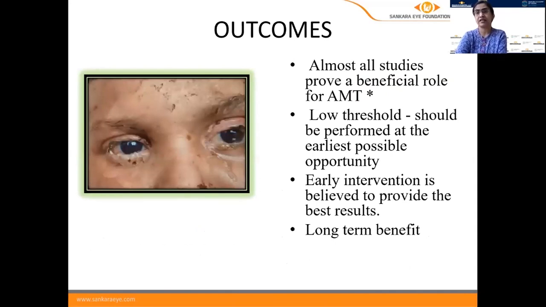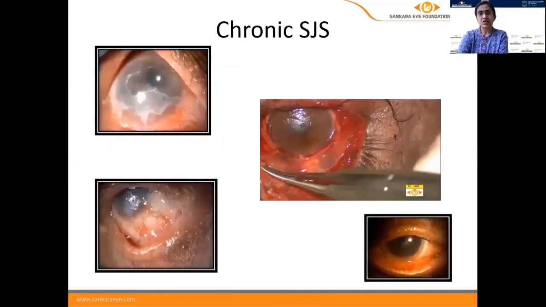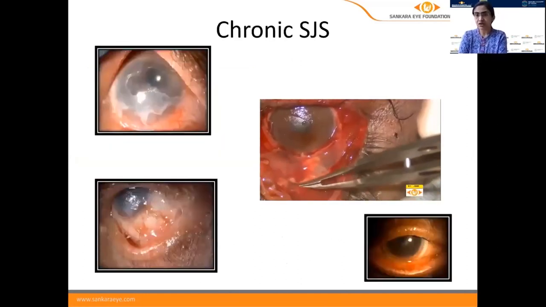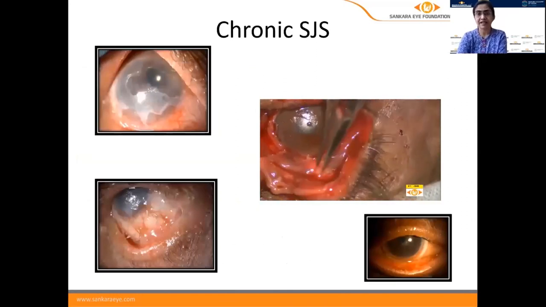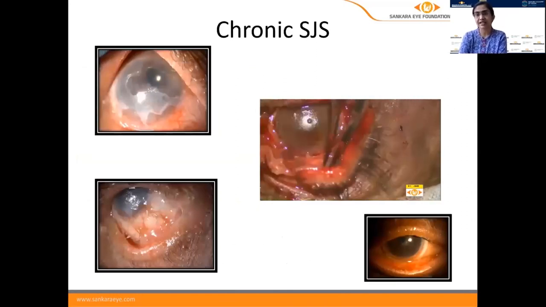We have to do it as early as possible. This is a picture of the same child whom we did a bedside bilateral AMT, and the child is doing fine. Long-term benefits are sure there when we use it at the right time. It is not just in the acute, but even in chronic Stevens-Johnson, the problems of surface keratinization is known to occur, as well as symblepharon.